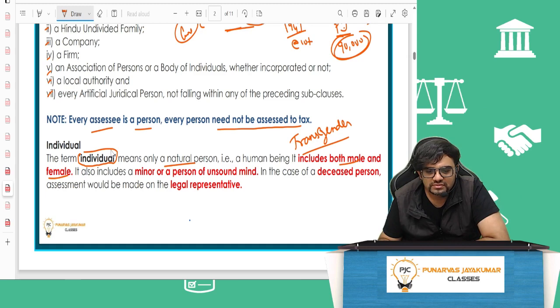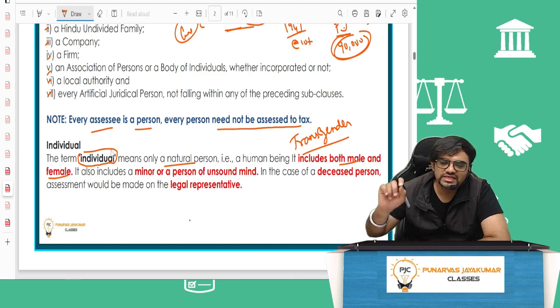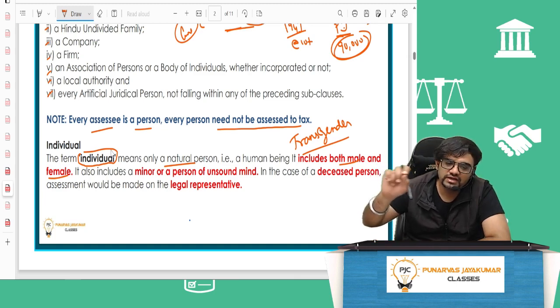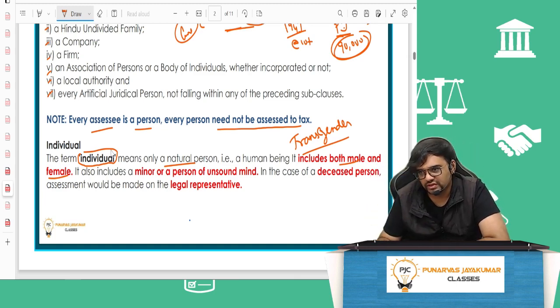So I hope some law comes whereby, many people are now doing it. In the column under sex, they have maintained male, female, and transgender also. They're doing it now, if you have observed. So, right, it's there. So it also includes a minor, guys, even minor.